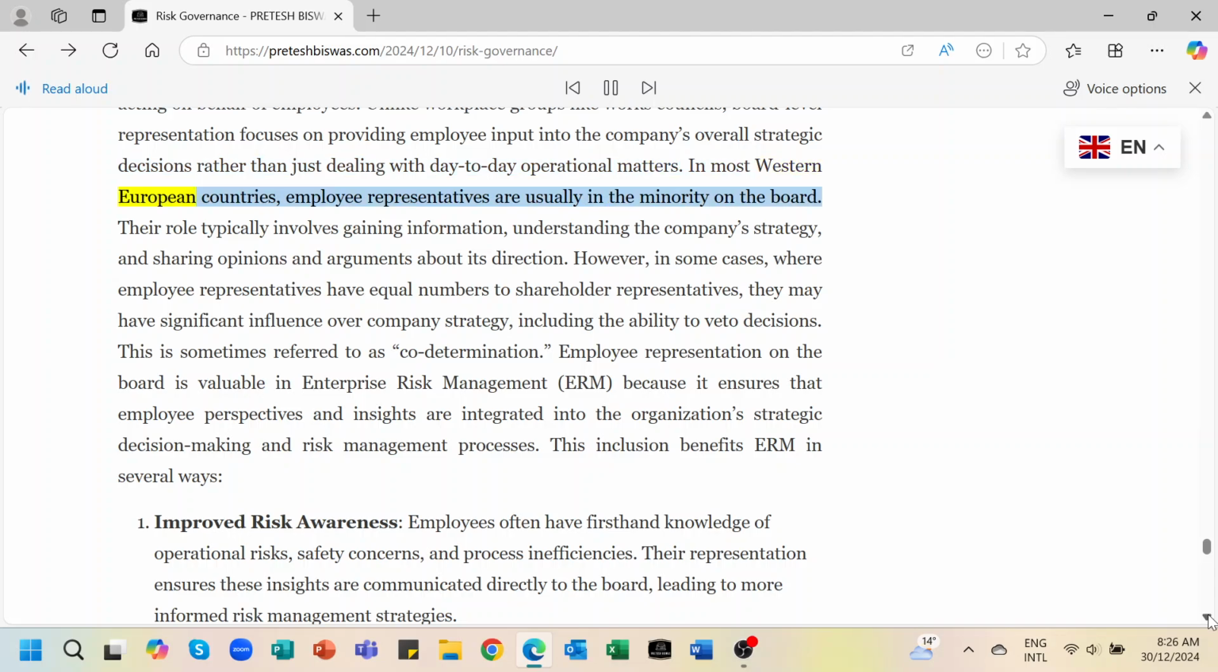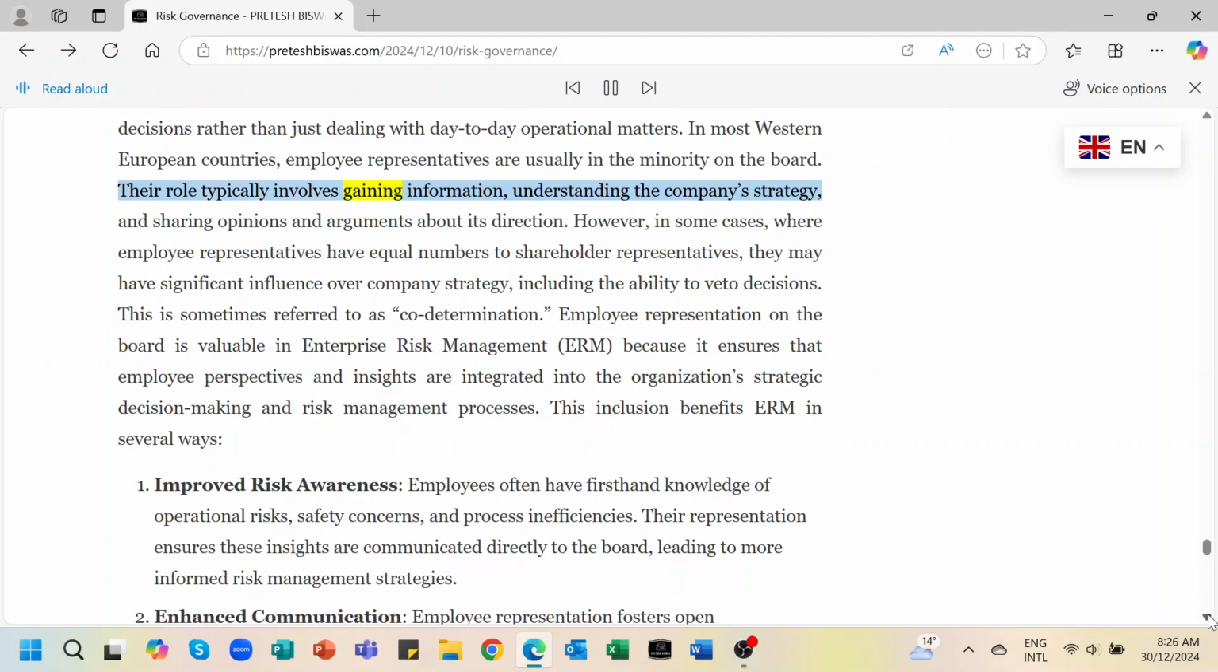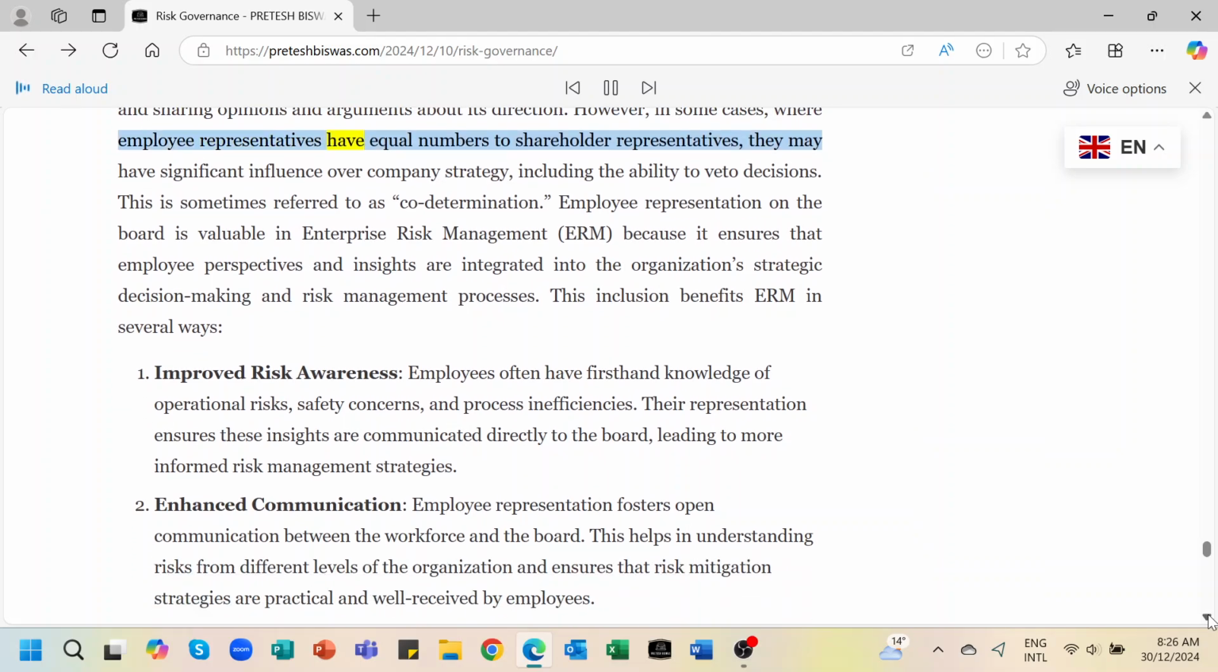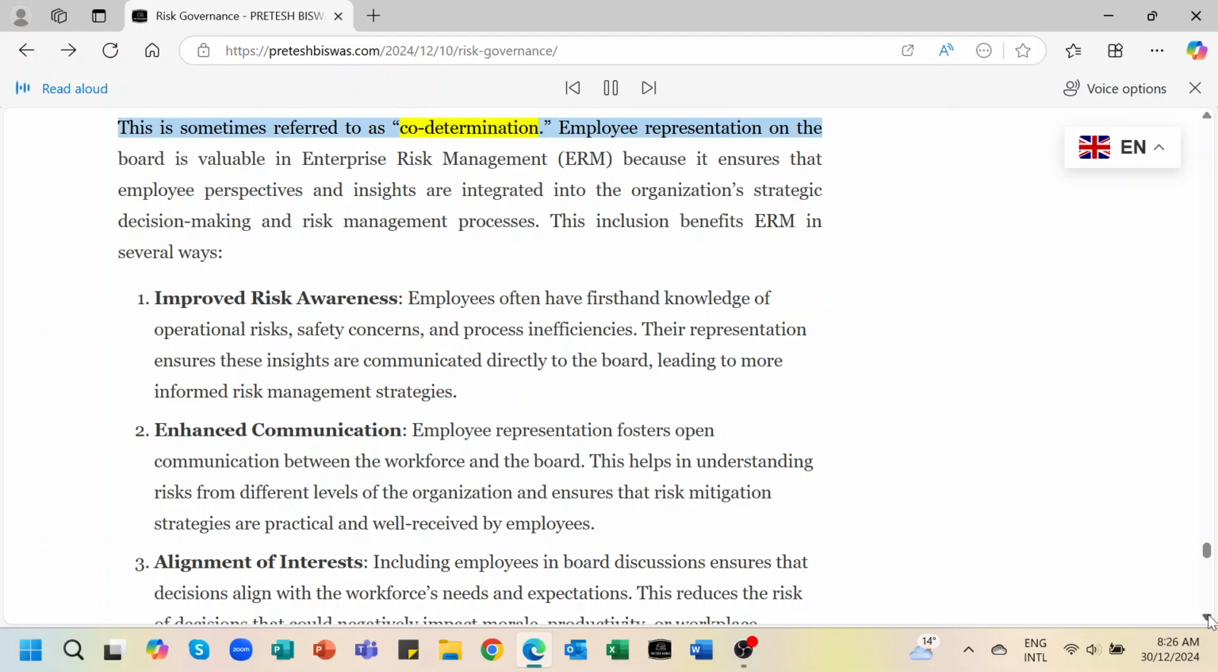In most Western European countries, employee representatives are usually in the minority on the board. Their role typically involves gaining information, understanding the company's strategy, and sharing opinions and arguments about its direction. However, in some cases, where employee representatives have equal numbers to shareholder representatives, they may have significant influence over company strategy, including the ability to veto decisions. This is sometimes referred to as co-determination.